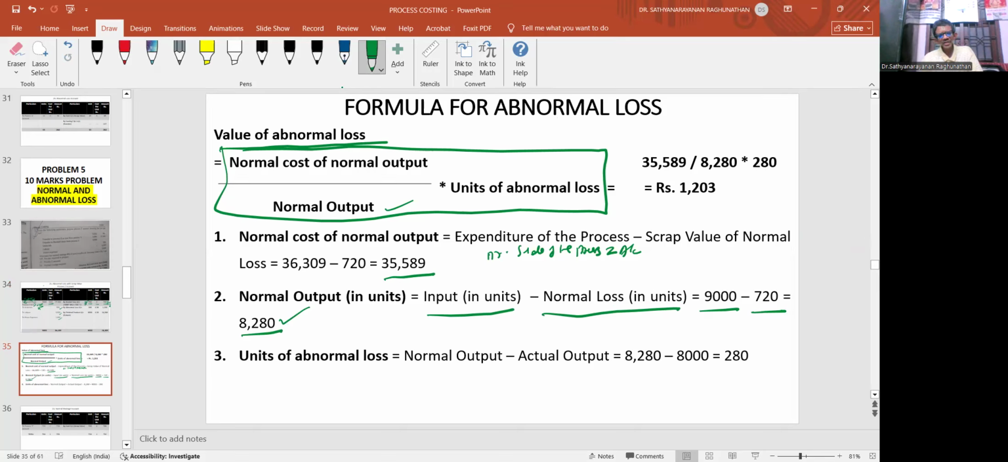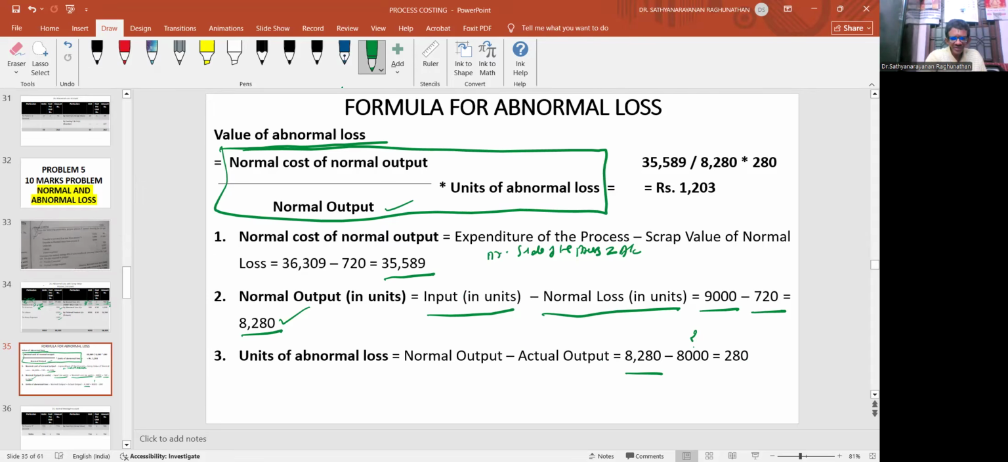Fine. Abnormal loss units. First you put the formula only. Normal output minus actual output. As you all know very well, if the actual output is lesser than the normal output, then it is the abnormal loss only. If the actual output is greater than the normal output, then it is the abnormal gain. So here, the actual output is lesser than the normal output, so it is abnormal loss units. Normal output, as we have calculated already, is 8,280, minus this one we have to calculate. After then only we can find the difference.